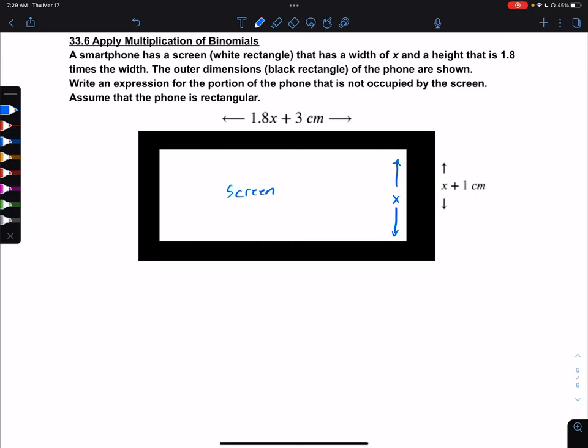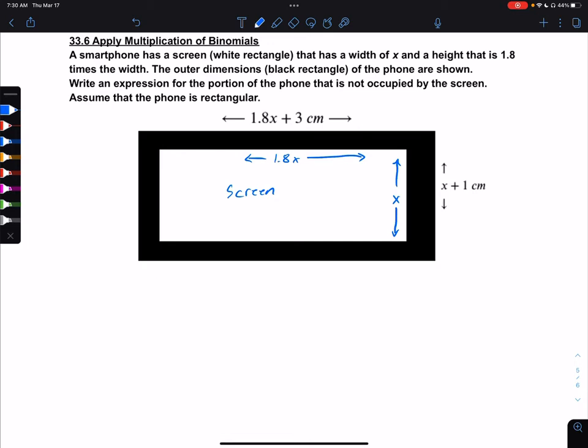And a height that is 1.8 times the width. So my height is 1.8 times x. Okay, so height that is 1.8 times the width. The outer dimensions, which are the black rectangle of the phone, are shown. So the outer dimensions are going to be larger than the screen. Usually there's some kind of area that the screen doesn't go right from corner to corner and edge to edge.